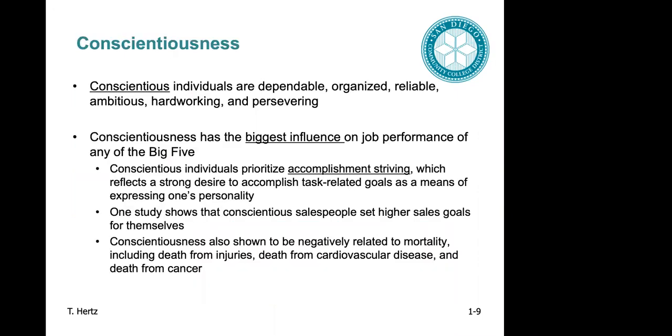Okay, so what do these 5 factors mean? Well, the first is conscientiousness, and that's the C in OCEAN or CANOE. Conscientious people are dependable, organized, reliable and ambitious. They're the kind of people who do what they say they're going to do. Of all of the big 5 personality factors, this has the single biggest influence on job performance. Conscientious people are the kind of people who want to accomplish things.